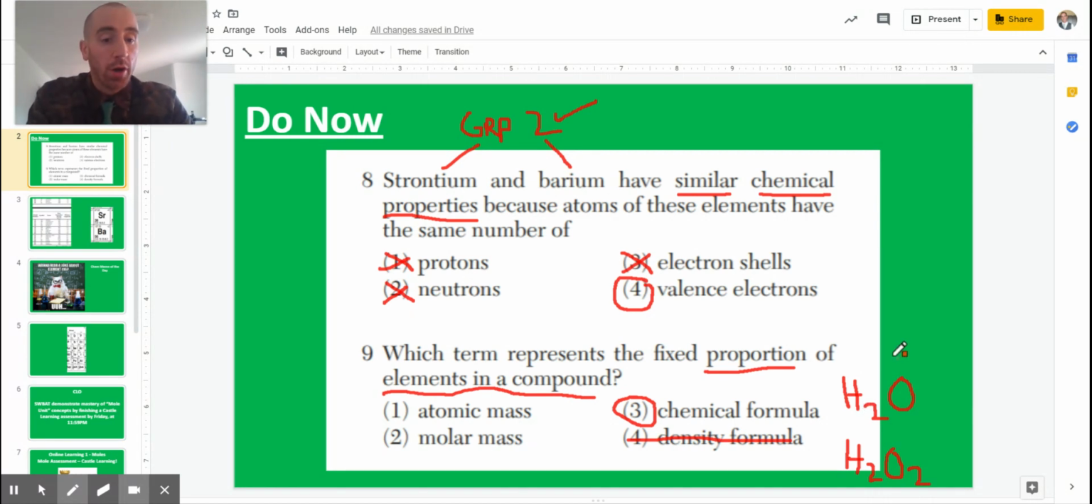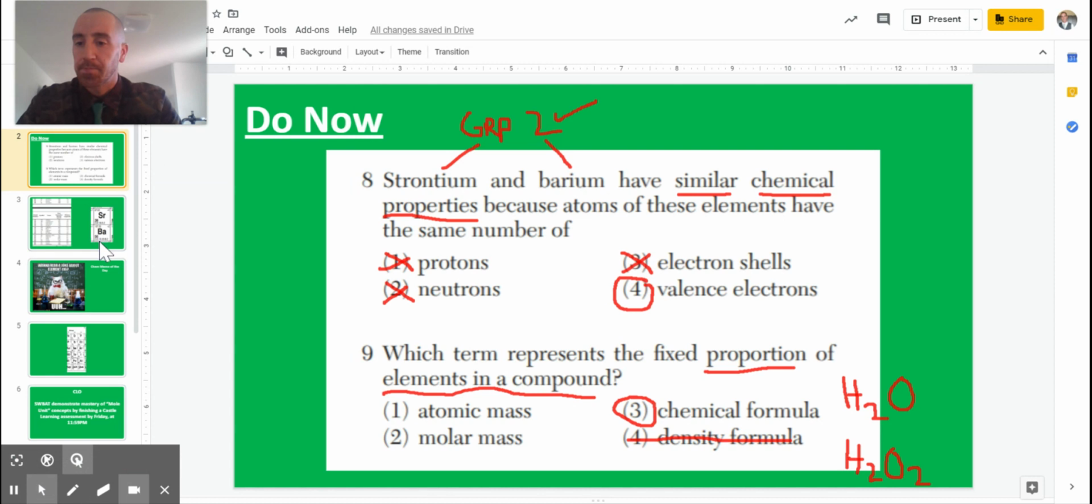In water, you have 2 hydrogens for every 1 oxygen. That proportion of hydrogen to oxygen makes it water, H2O. On the other hand, the proportion of hydrogen to oxygen in peroxide is 2 to 2, or 1 to 1. So it's a different proportion, and therefore it has a different chemical formula and different properties. Okay, so that's your answer to the do now.